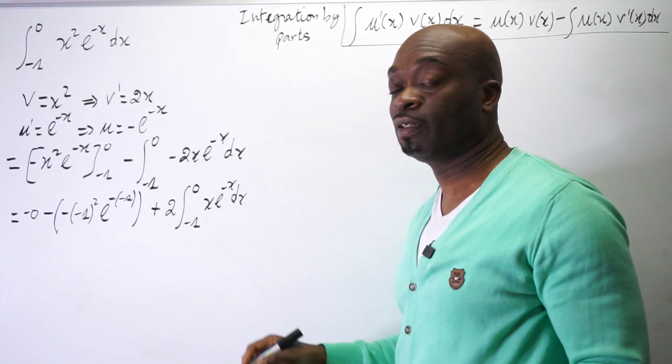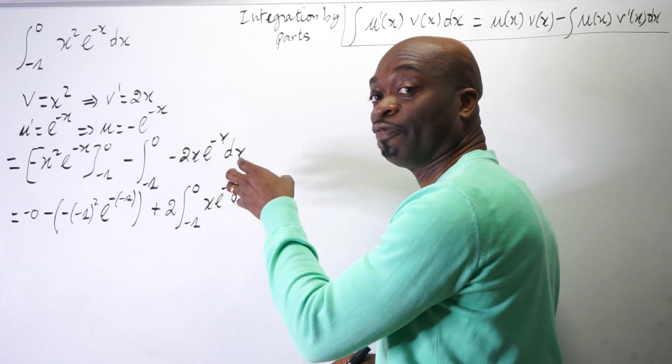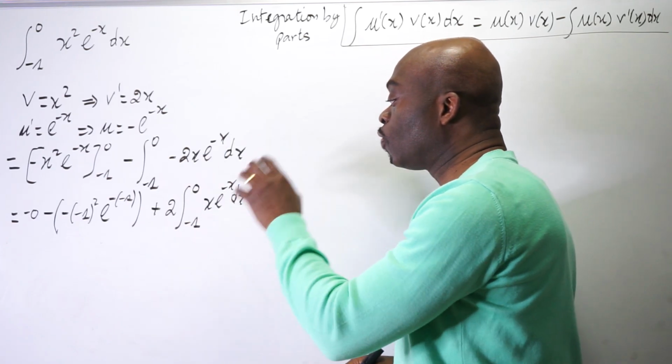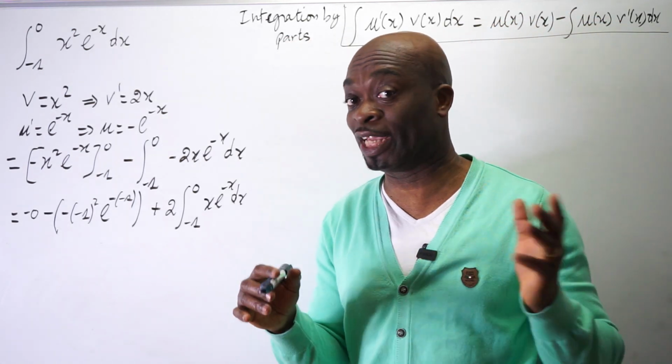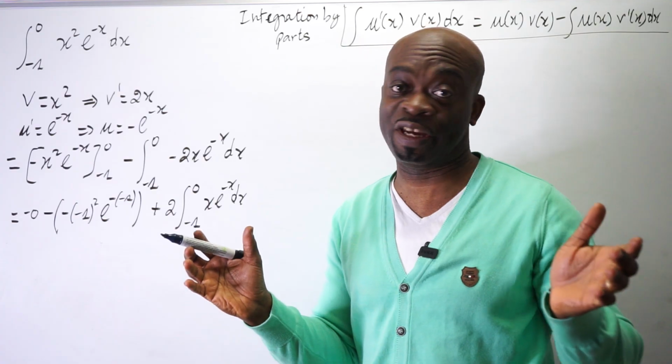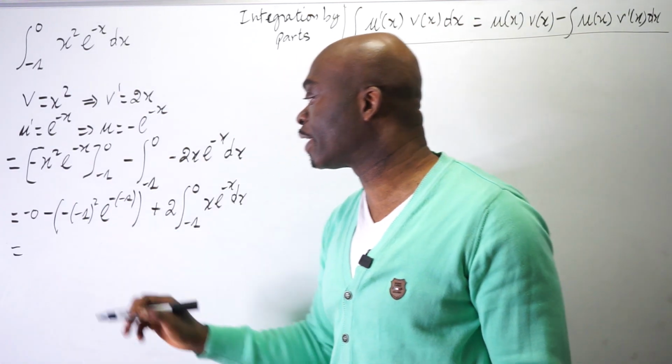Now, what do we see? For this part, we cannot just find the integral straight up. So we have to go with integration by parts a second time. We can do that. We can even go a third time if possible.